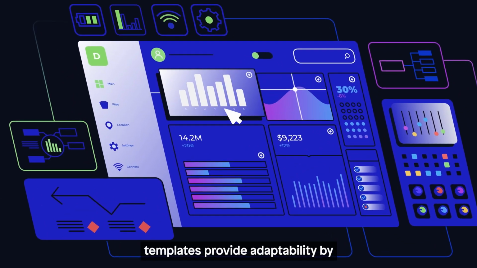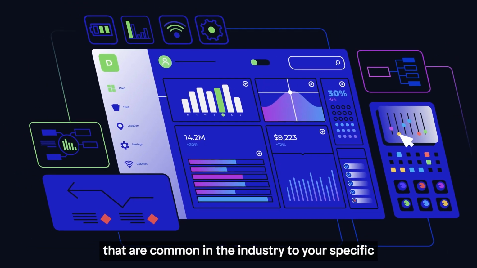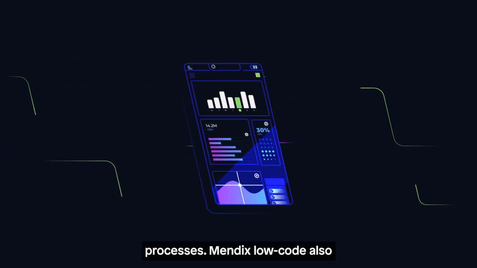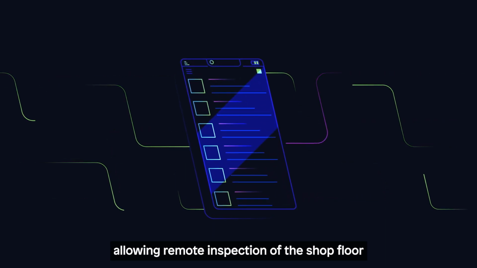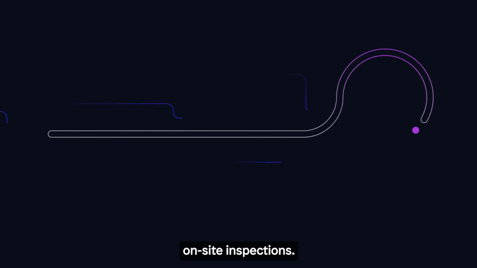Low-code templates provide adaptability by allowing your team to adjust generic capabilities that are common in the industry to your specific processes. Mendix low-code also brings mobile access to everyday tasks, allowing remote inspection of the shop floor when it's not convenient or safe to perform on-site inspections.